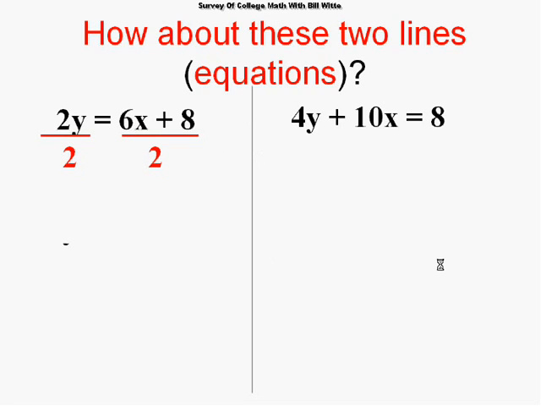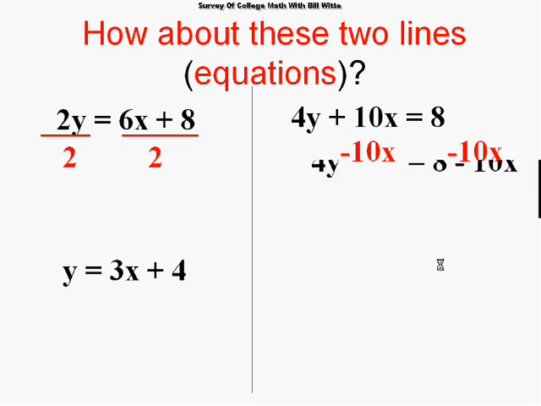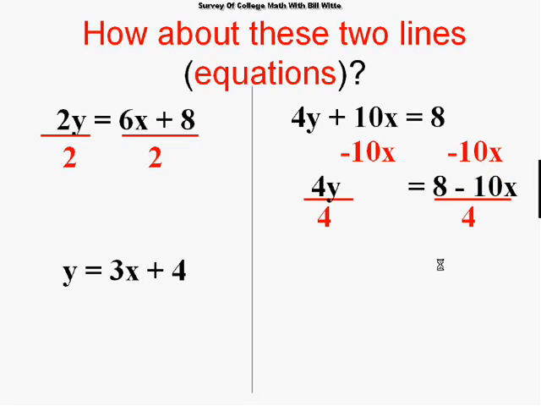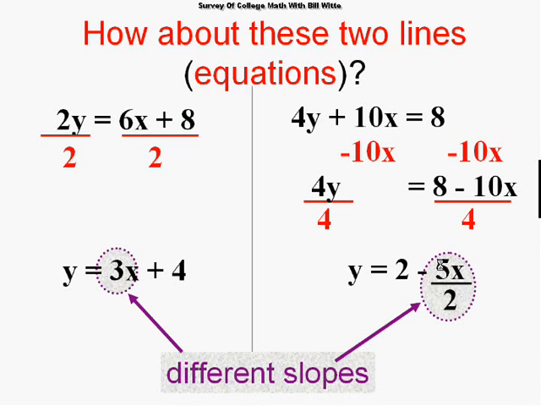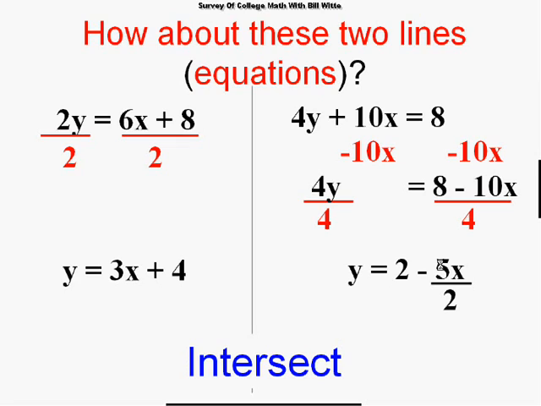In this case, all I have to do is divide by 2. And in this one, I'll have to subtract 10x and divide by 4. Now these ones have different slopes. The number in front of x is different. And as soon as two lines have different slopes, you know they have to touch. They have to intersect. So that's not that bad.